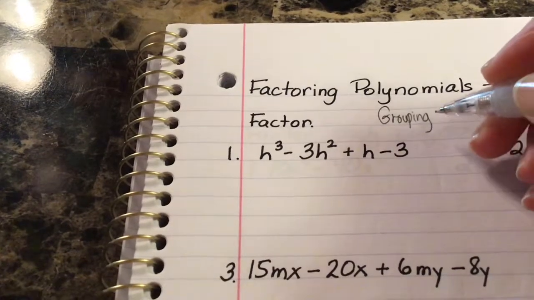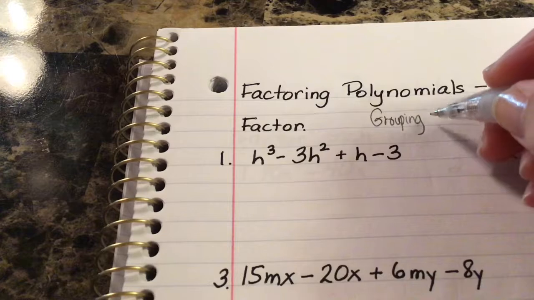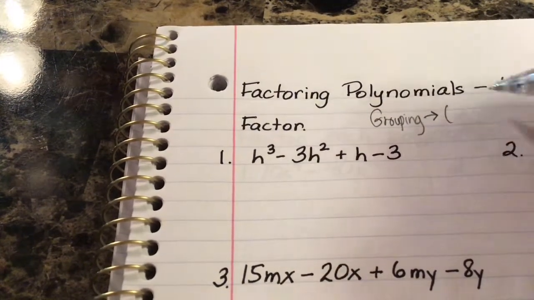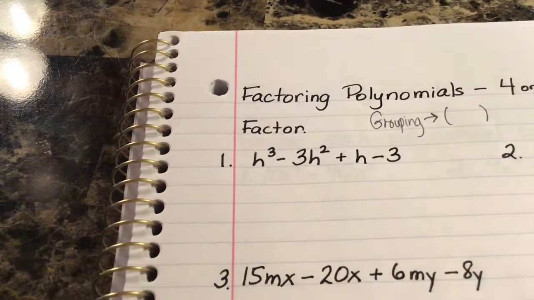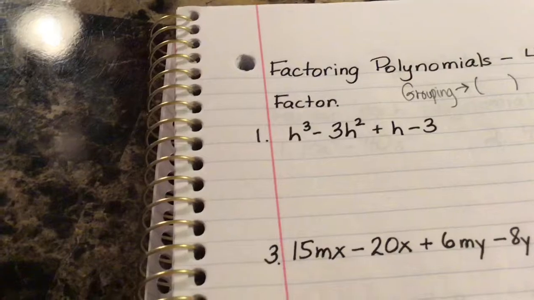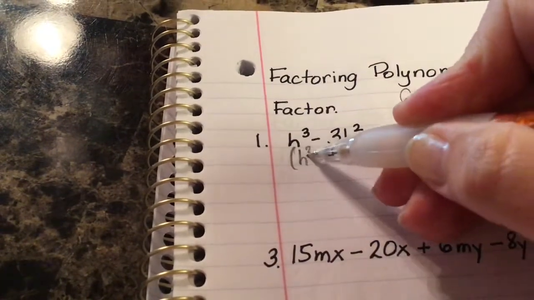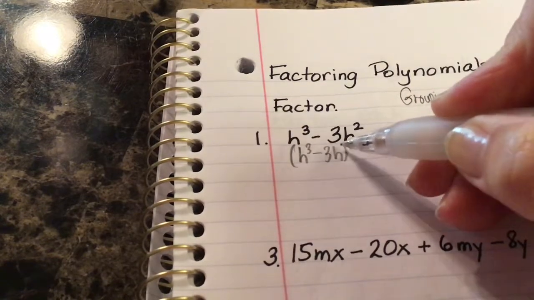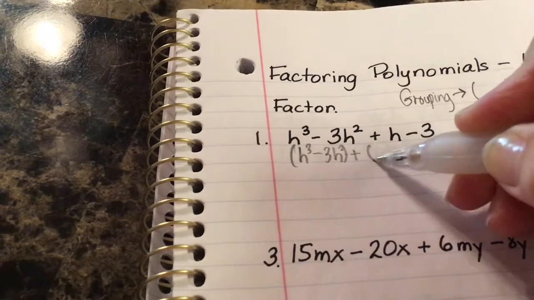Now, in mathematics, how do we represent something being grouped together? How do we show that in mathematics? Well, we use parentheses. So what I'm going to do is I'm going to group the first 2 of this problem together with parentheses. Oops. And the last 2 with a plus sign in the middle.